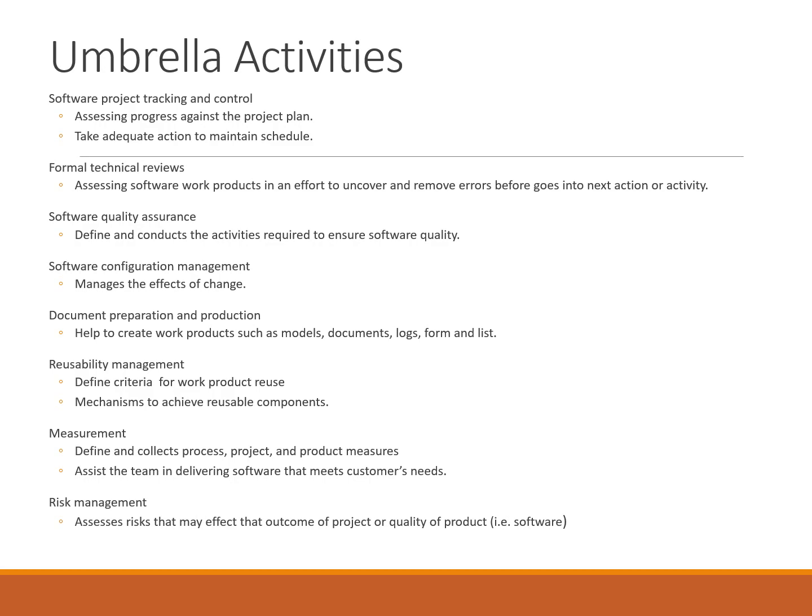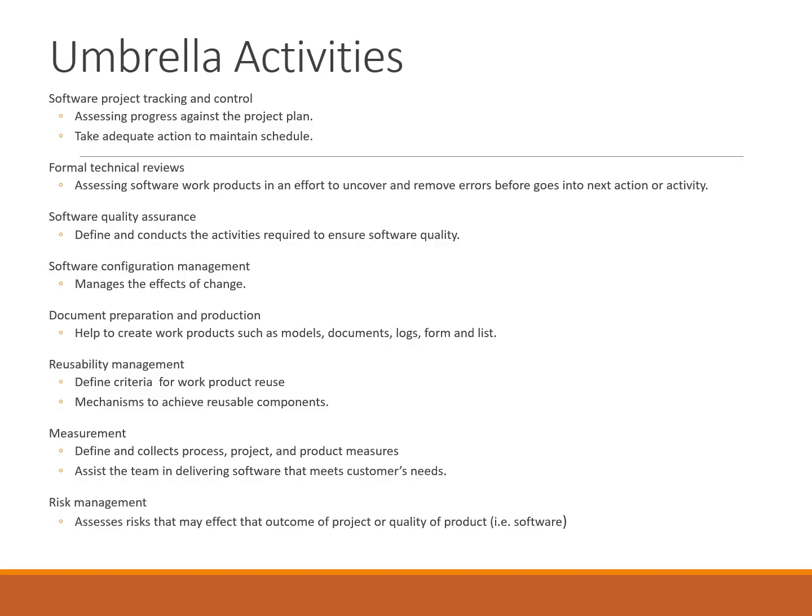The next one is the formal technical review. This formal technical review is used to find out whether your work product is working fine or not, whether it has some kind of error or not. This is an important activity. The next activity is software quality assurance. This focuses only on the quality of your particular software. The next activity is software configuration management. This activity is used to ensure the effects of changes occurring in your software, whether your software manages the changes correctly or not. This is verified in the software configuration management activity.